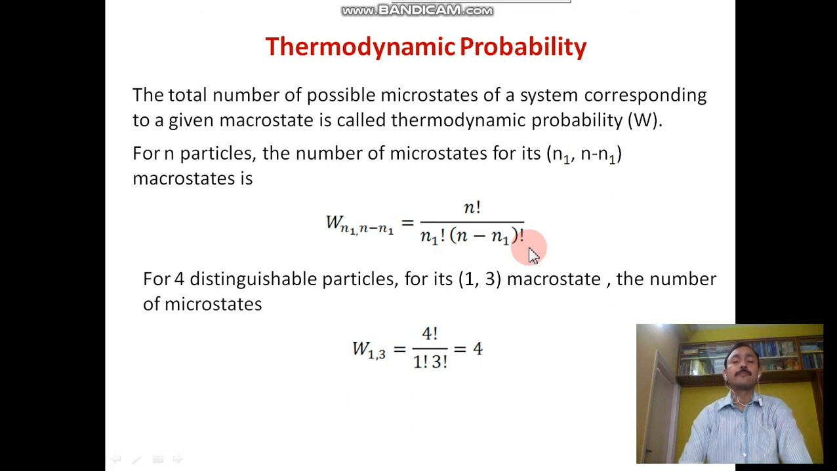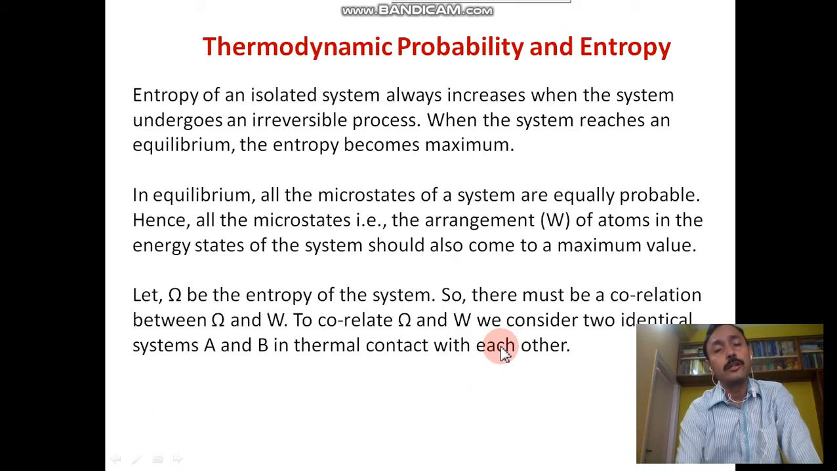So we have taken an example. There are 4 distinguishable particles, that means particles are represented by A, B, C, D, distinguishable, that we can distinguish them. For its (1, 3) macrostate, this is 1, this is 3, the number of microstates W(1, 3) will be the number of particles, 4 factorial, over 1 factorial times 3 factorial. So it is 4. So the total thermodynamic probability will be 4, or the total number of microstates in the given macrostate will be 4.